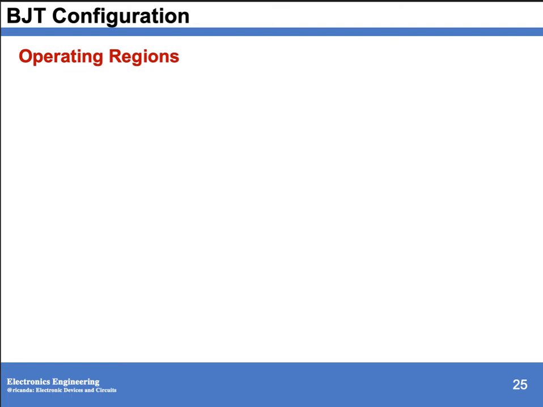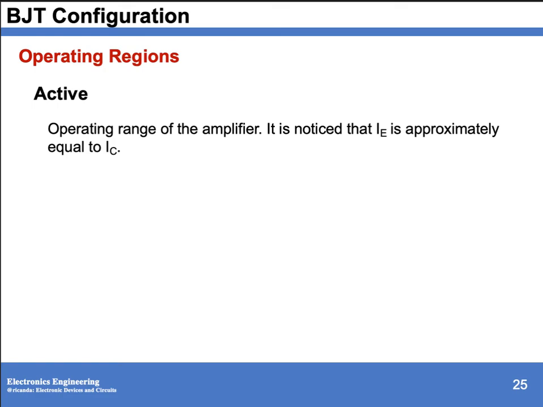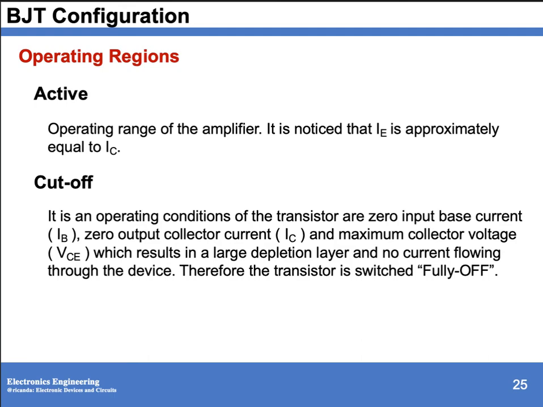But since ICBO is too small to be considered, IC equals alpha IE. For the operating regions, we have the active region, which is the operating range of the amplifier. It is noticed that IE is approximately equal to IC.